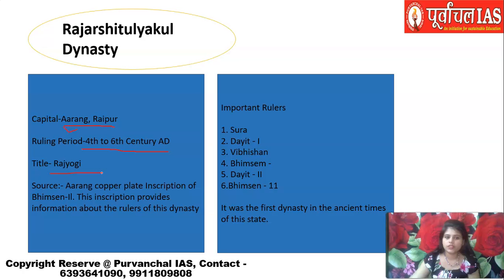They had the title of Raj Yogi, and the only source that we find is the Arang copper plate of Bhimsen II. Only this is the source available to us for this particular dynasty, and it provides us information about the rulers of this dynasty. From here we come to know the sequence of the important rulers of the dynasty: Sura, Dait I, Vibhishan, Bhimsen, Dait II and Bhimsen II. It is from Bhimsen II that we get the Arang copper plate inscription and all the evidence of this particular dynasty. Apart from this, we do not really have any other sources to know about this dynasty.